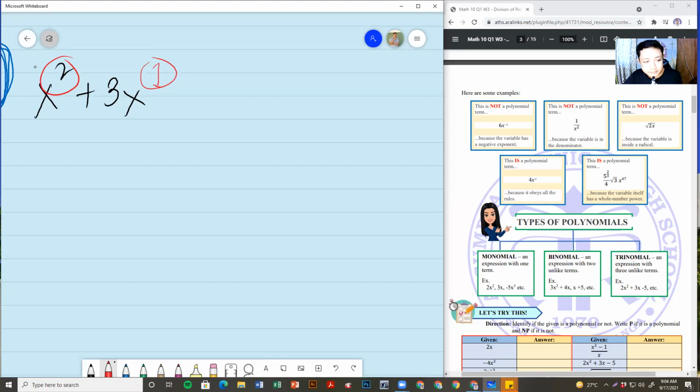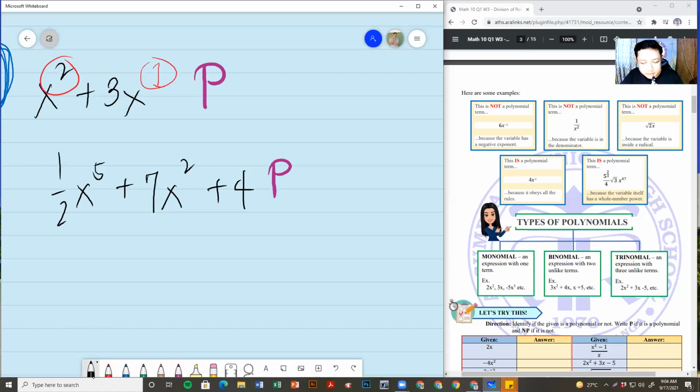What about this? If we have 1 half x raised to 5 plus 7x squared plus 4. Polynomial or not? Type it in the chat box, please. Ready? Polynomial or not? Okay. Good. It's a polynomial. Very good. This is a polynomial. What about this?